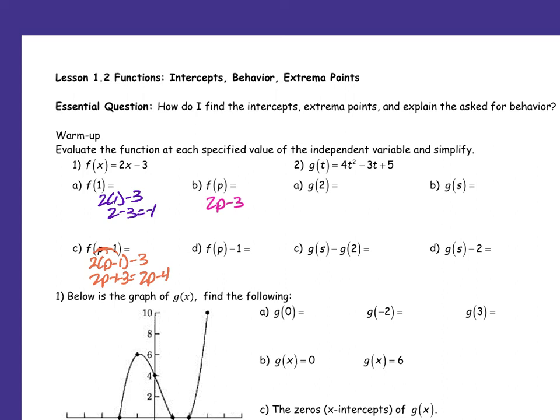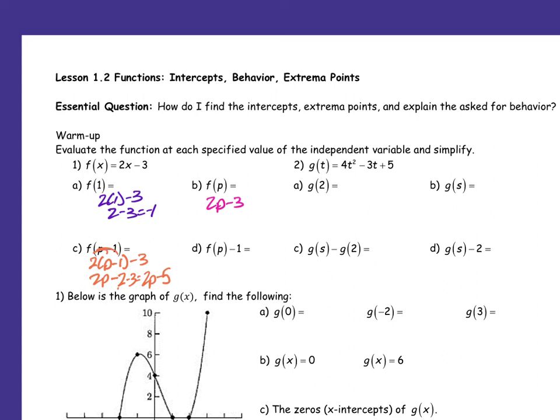Okay. And for D, I'm going to take f of p, which is, oh my gosh, I multiplied so wrong right there. Let me erase this. Hold on a second. 2 times negative 1 is negative 2 minus 3. Gives me 2p minus 5. There we go. Sorry.